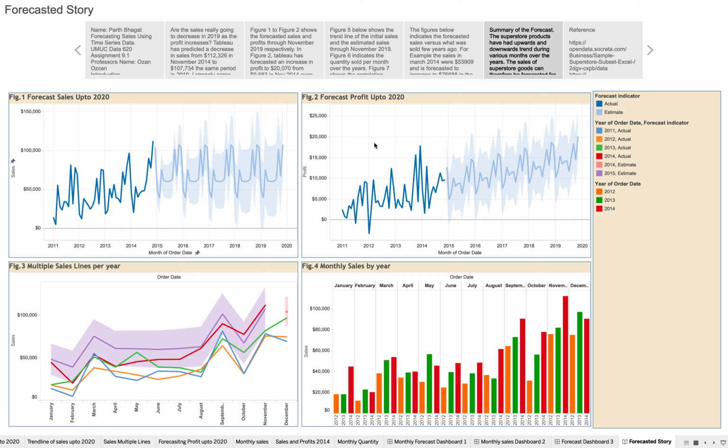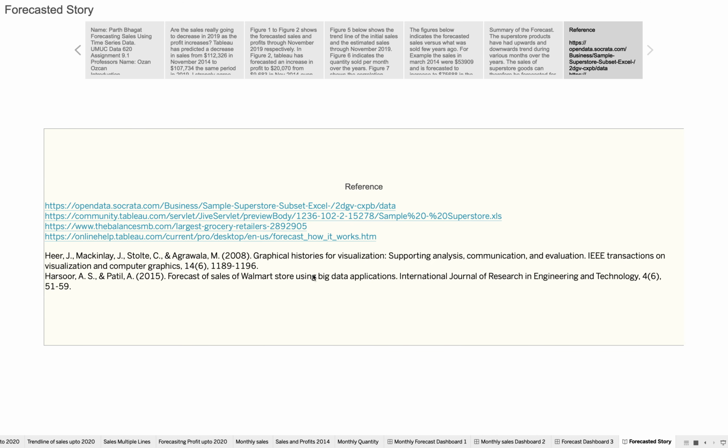So far that's all I had for this assignment and graphs from this data set. And the last slides I have as a reference here. So if you guys are bored enough, you can go to these sites and grab the data and play around on your own.